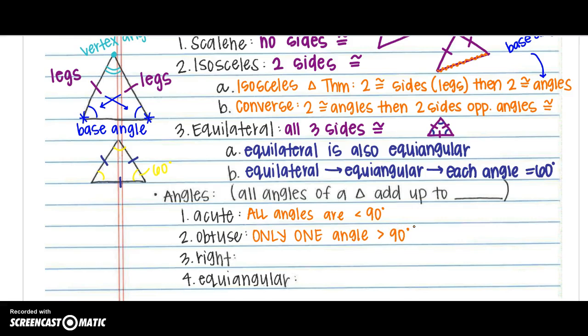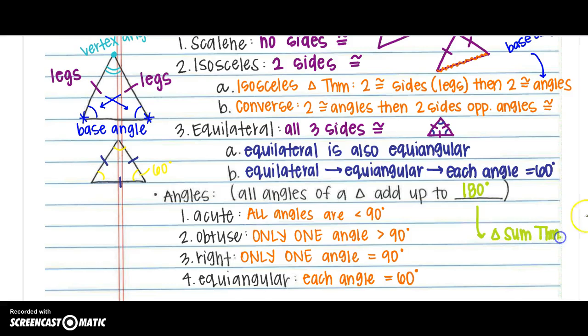So only one, remember, can be over 90, and that would be obtuse. If it's right, only one angle is 90 degrees. So we can only have one angle equal to 90. And if it's equiangular, like we just said, each angle equals 60 degrees, and that will always be the case. Back up there just a little bit, all angles of a triangle add up to 180 degrees. Remember, that's our triangle sum theorem that we talked about earlier.